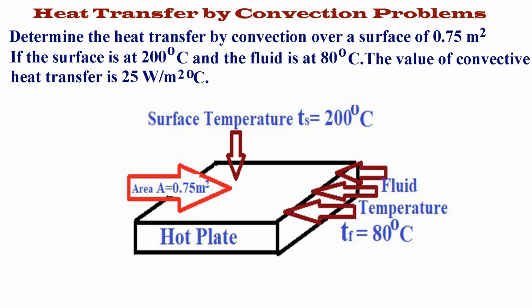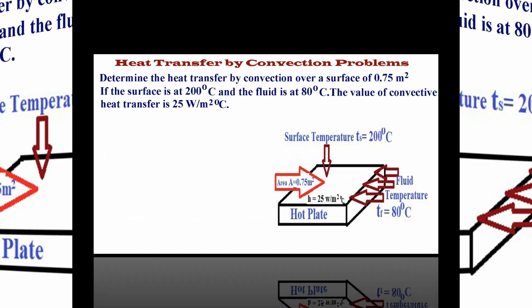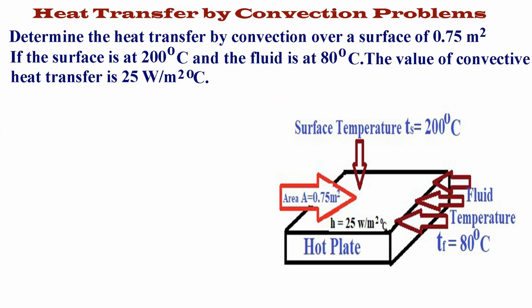So here we consider one hot plate. On one side of this hot plate, hot fluid travels above the surface. So now surface temperature is 200 degrees centigrade, fluid temperature is 80 degrees centigrade, area is 0.75 meter square and heat transfer coefficient is 25 watt per meter square degree centigrade. So first is the heat transfer by the hot plate.